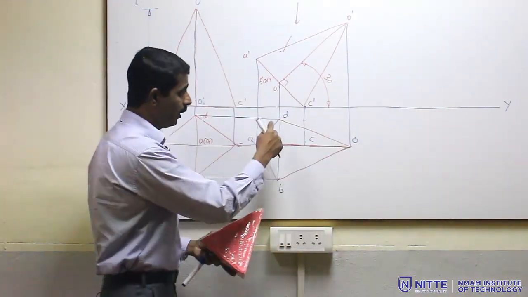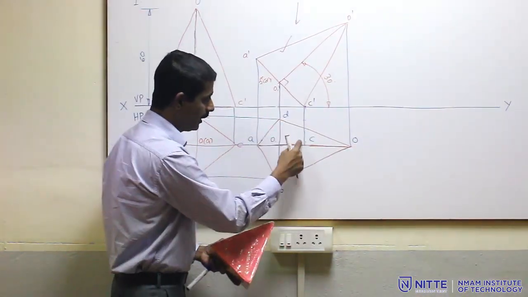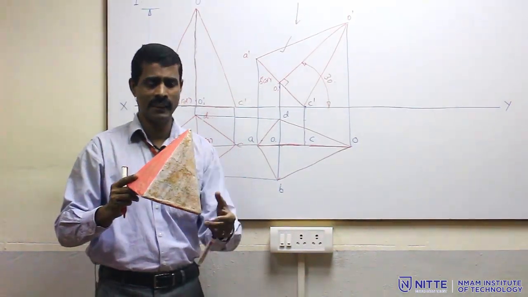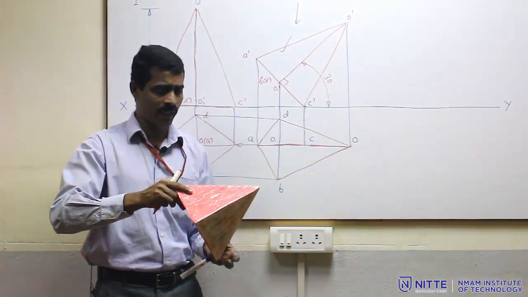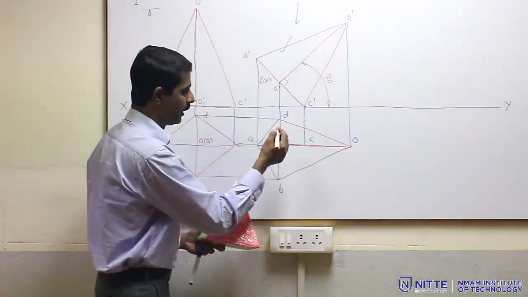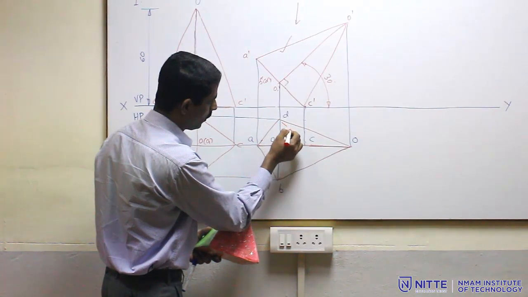Now, what about the other two edges, that is DC and CB? So, DC and CB are these edges. When it is inclined this way, we cannot see them. So, they are supposed to be hidden. So, how shall I draw hidden line?